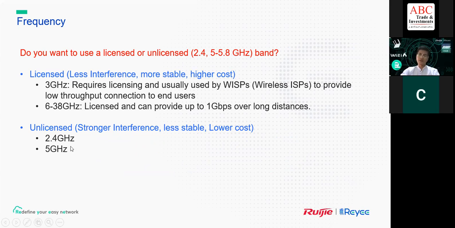These are the unlicensed products, and the 2.4 has much more interference than the 5 gigahertz, because nowadays we almost use the 2.4 gigahertz band for every other device.